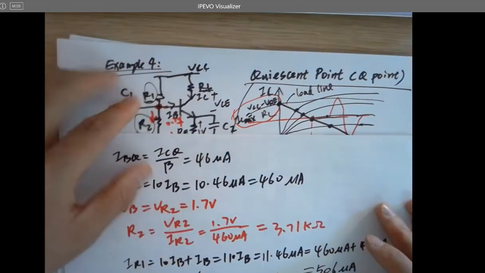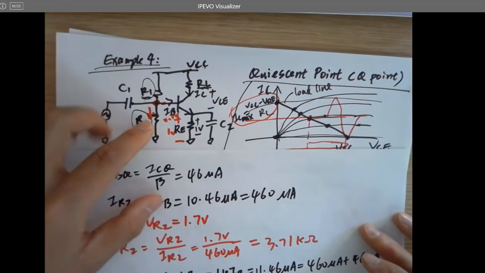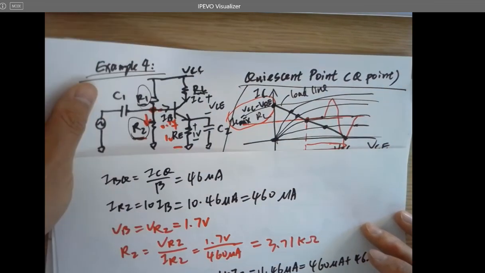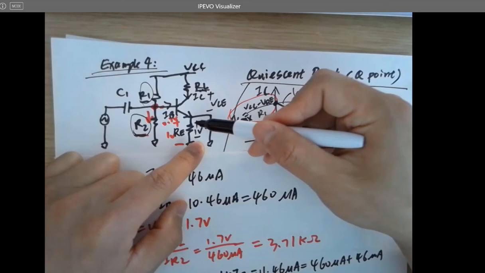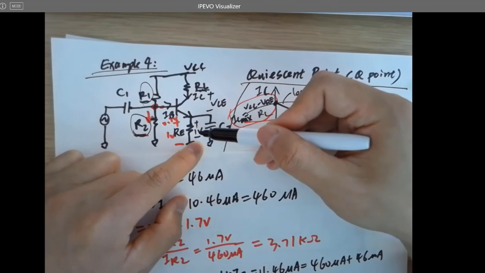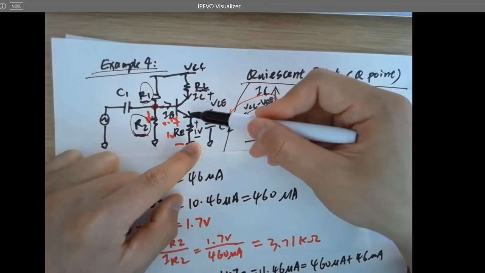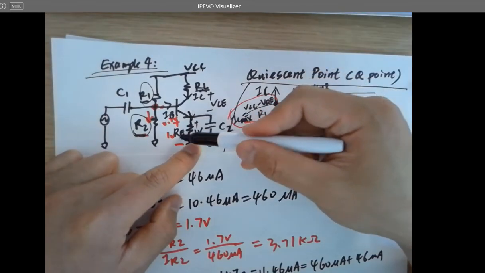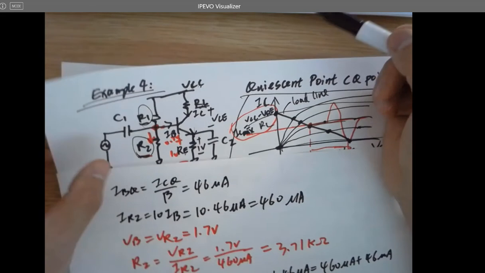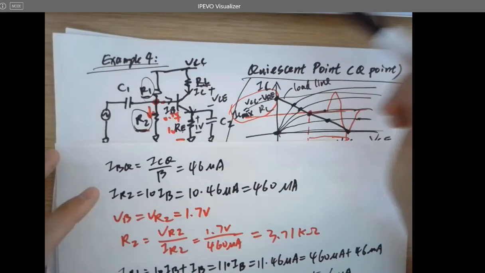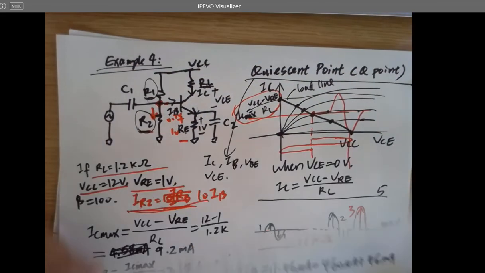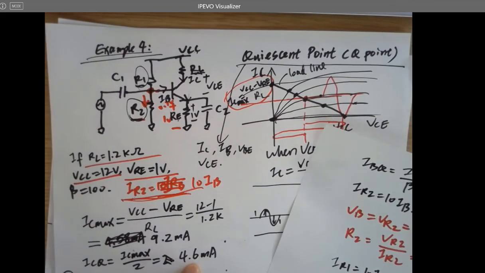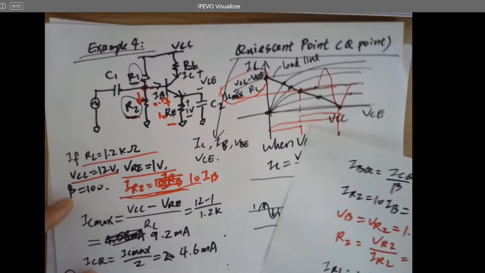So RL is given, R1 is calculated, R2 is calculated, and we only have RE left. So what is RE? I know VRE is 1 volt, and I know IC, I know IB, so I know IE. So VRE over IE will be RE. You know the voltage drop, you know IE, so you can calculate RE. Do we know IC? We know IC is this. And we know beta, so we can calculate IE.